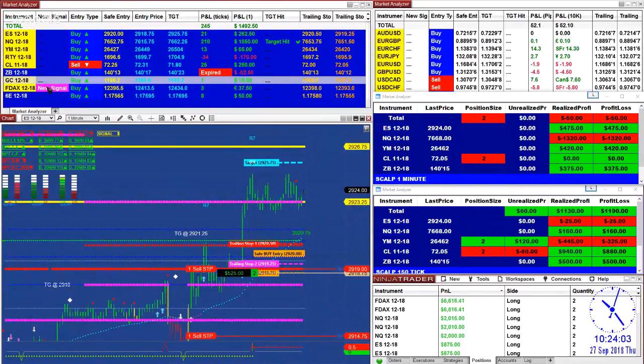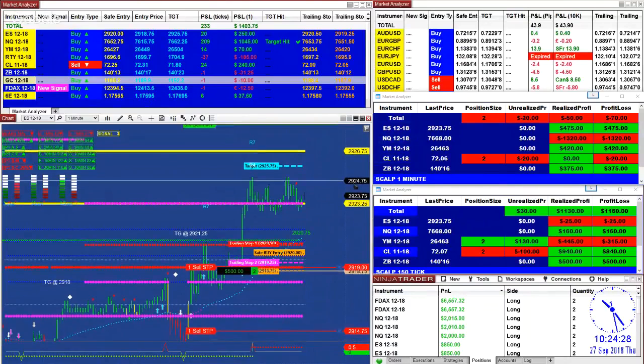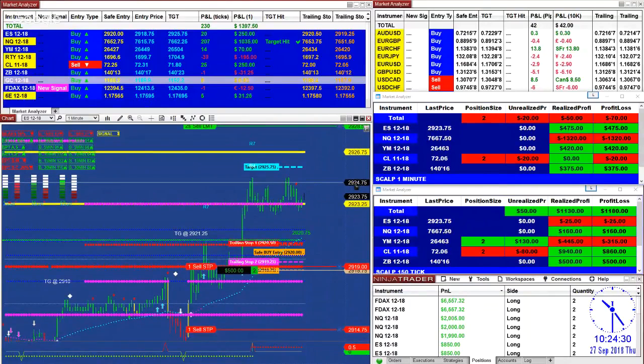We have a new signal on the DAX. You can see the new signal on the DAX. It says buy. The entry price is 413.5. Target 435. But for me personally, I would not trade the DAX at 10:24 Eastern time. If you want to trade the DAX, it's supposed to be in Deutschland time, in Frankfurt, where you have to get up around 4 o'clock in the morning Eastern time. But I would not trade the DAX during the U.S. session.